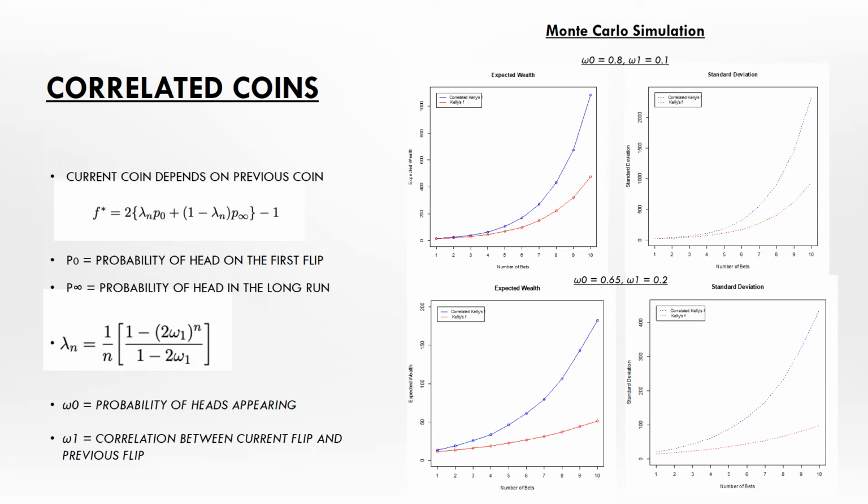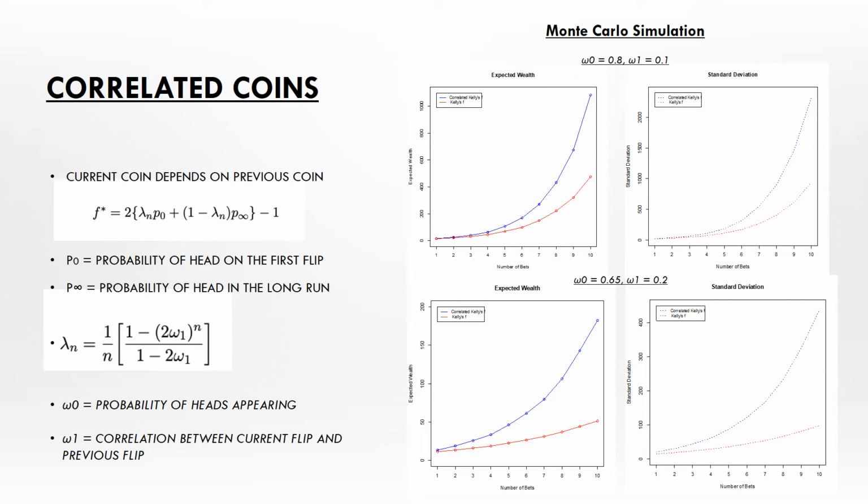Omega is the correlation. Using Monte Carlo simulations, I obtained the expected wealth and standard deviation for a 1-bet game up to a 10-bet game. So for the first top two plots, omega 0 equals 0.8 and omega 1 equals 0.1. This meant that there was a very high probability that heads would appear, and there was a slightly strong positive correlation between the current coin toss and the previous coin toss.